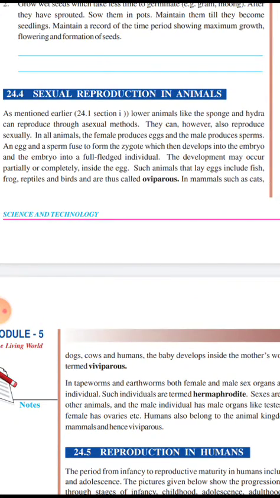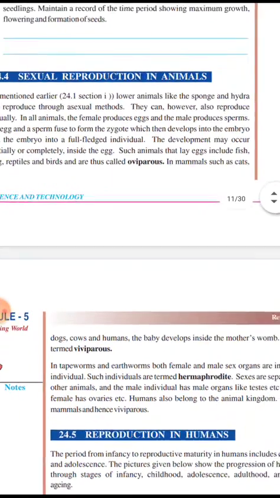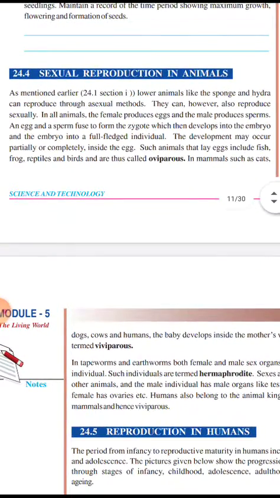If you see the lower animals like sponge and hydra, they can reproduce through asexual methods, which we saw earlier, but they can also reproduce sexually. But in all animals, the female produces eggs and the male produces sperms. This is how the process is, and then the egg and the sperm fuse to form the zygote. Once they are joined together, that is called a zygote, and this develops into the embryo, and the embryo develops into a full-fledged individual. This is how the process happens.